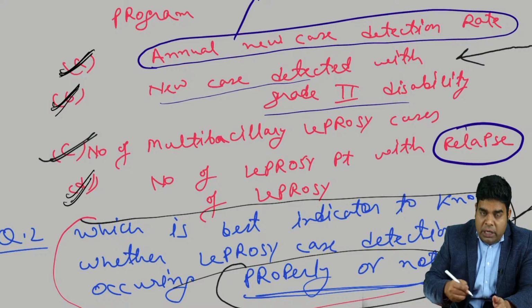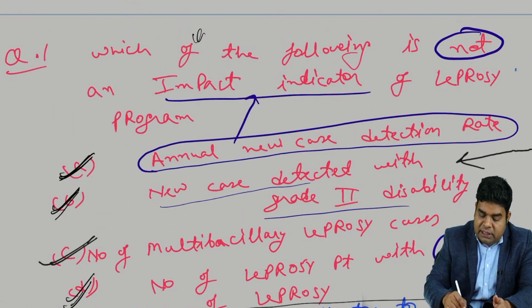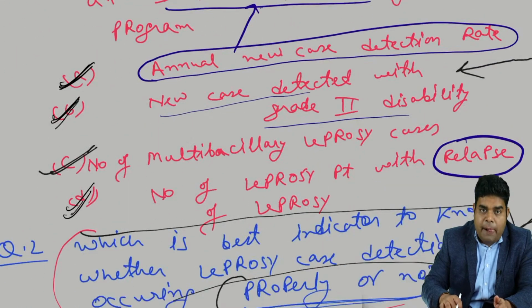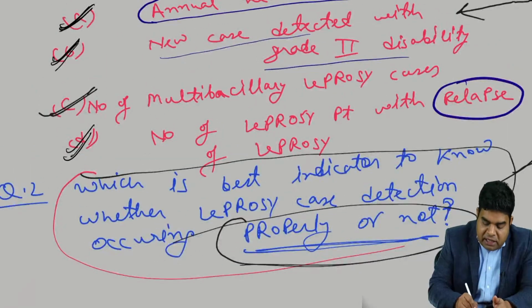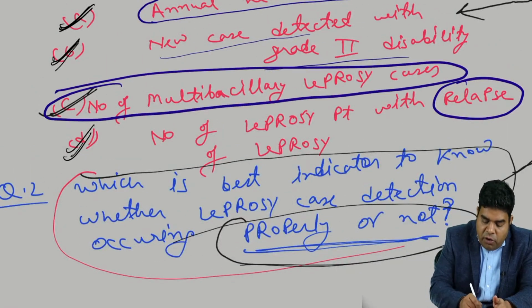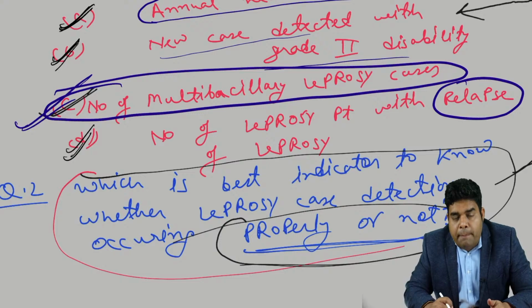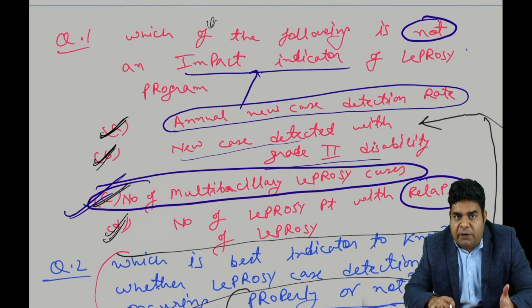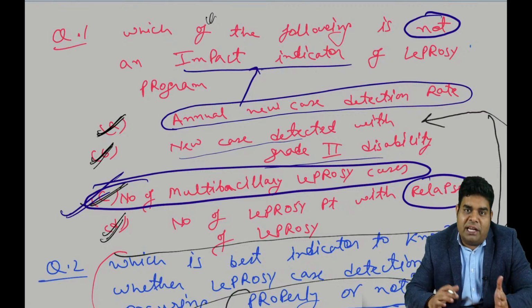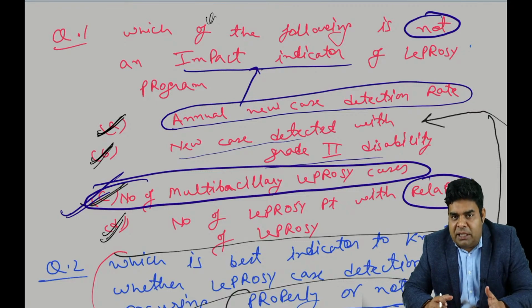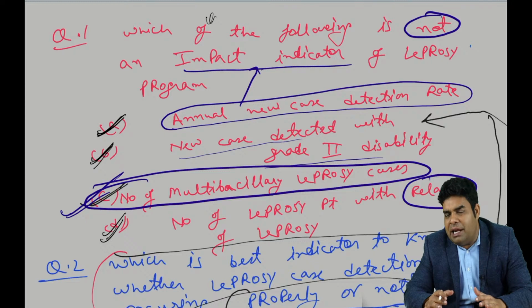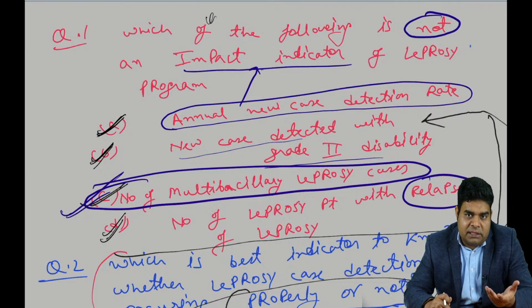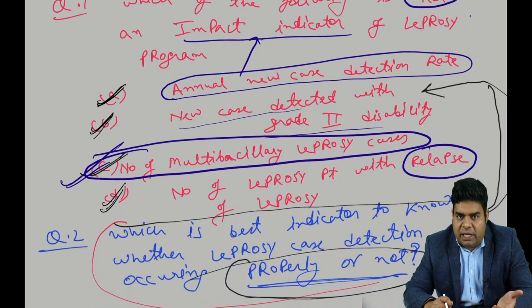Therefore, the only option which will not tell us impact of leprosy program is number of multibacillary leprosy cases. This will not tell about impact. Why? Because multibacillary leprosy is just a type of leprosy. It will not tell us whether leprosy program is working well or not. इससे बस ये पता चलेगा कि बीमारी गंभीर है या सिंपल, ये लेप्रोसी प्रोग्राम काम कर रहा है कि नहीं, ये नहीं बता पाएगा. It will only tell us the severity of leprosy. It's a stage of illness. It will not tell the impact.